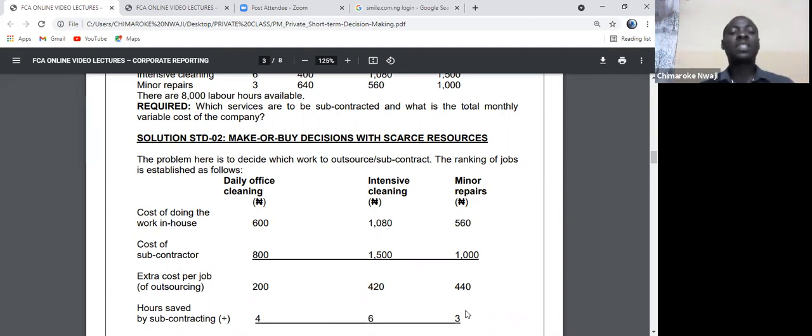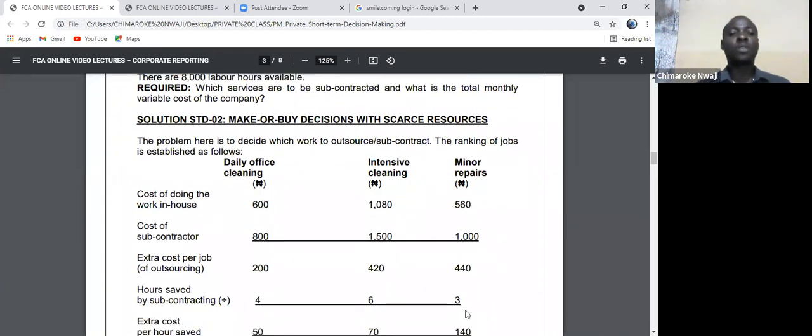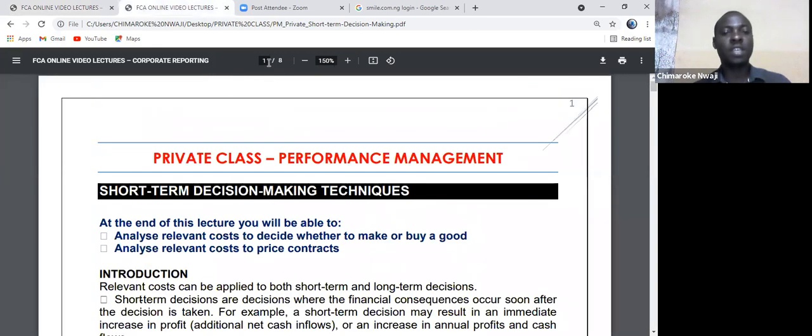If you are to subcontract the job, you'll be spending more. So how much is the extra that you will be spending? So there's the extra cost of outsourcing. For daily cleaning it is 200 naira. For intensive cleaning it is 420. For minor repairs it is 440. And that's not all. Now, we are told that, let's get to page 3 here.